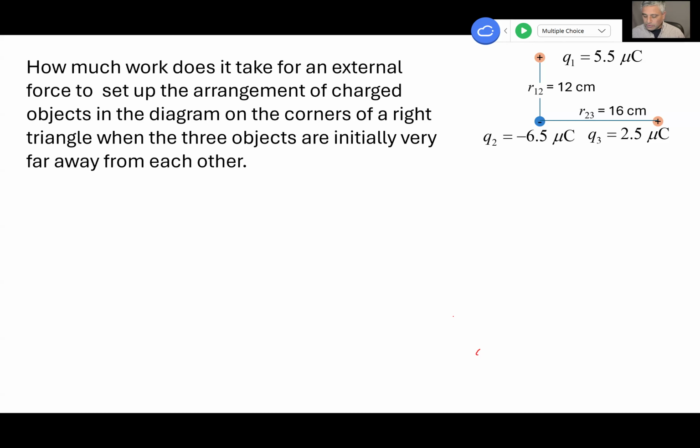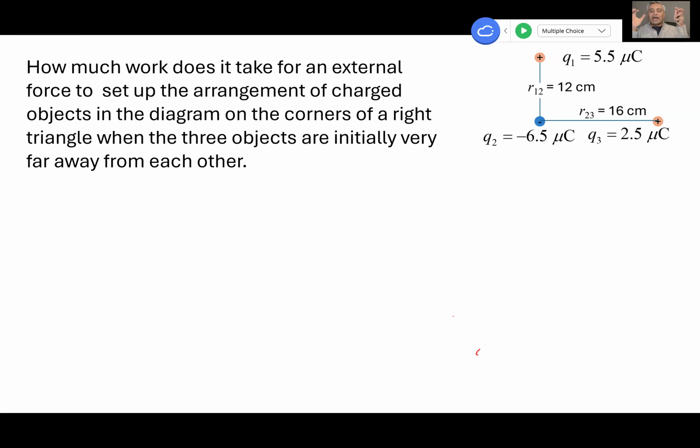So now let's suppose we have more than two charges. How do we calculate the potential energy of the configuration of charges? It is basically straightforward. You just write the formula and you get the answer.